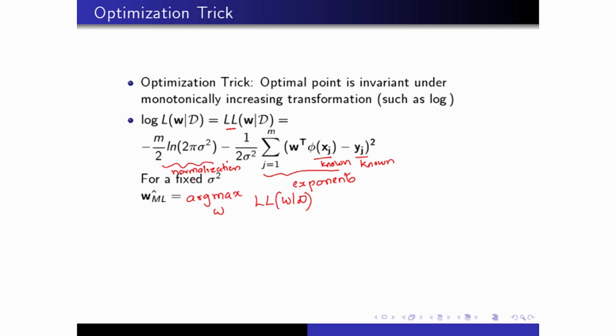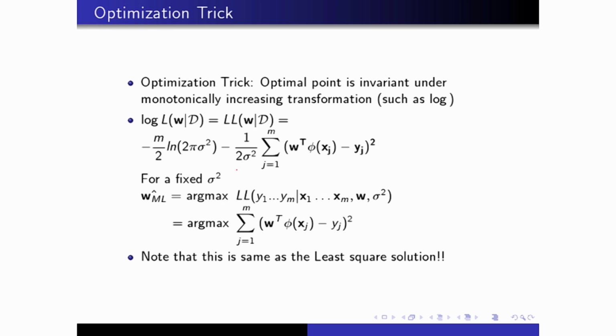What about sigma square? So we want to assume that sigma square is fixed, because that's something that is hinged on modeling of the error function. We'll realize soon that sigma square actually doesn't make a big difference as long as you know that the error is bounded. So for a fixed sigma square, W hat ML is actually just summation of these exponents and that is nothing but the least square solution.